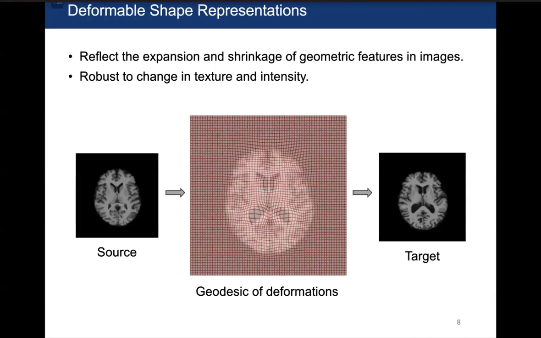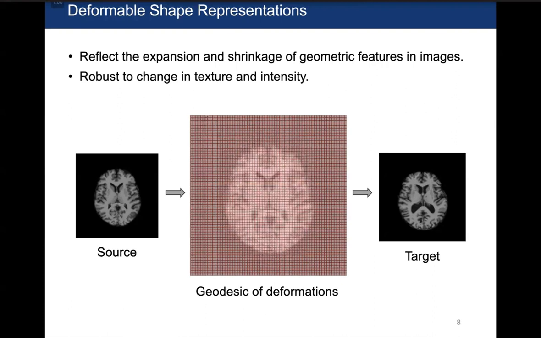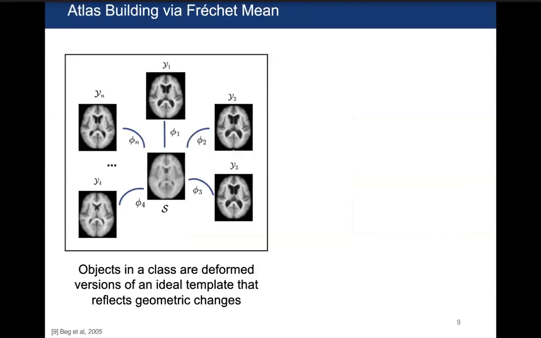Deformable shape representations reflect the expansion and shrinkage of geometric features in images and are robust to change in texture and intensity. As we can see here, an object, here the brain ventricle, can be deformed from one representation, that is the source, to another, which is the target, using geodesics, which are shortest paths of deformations.